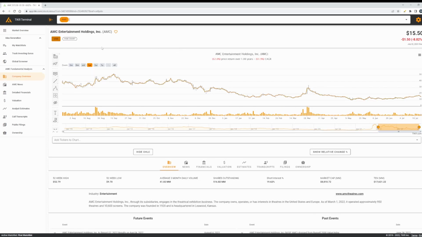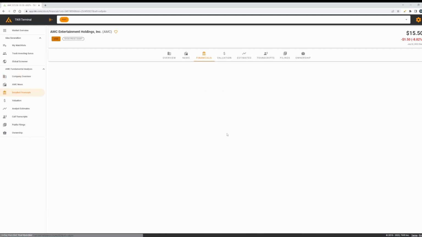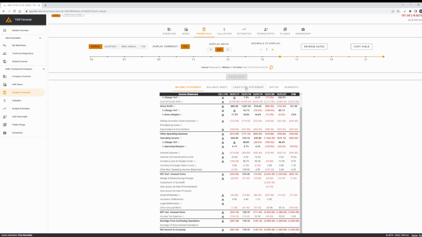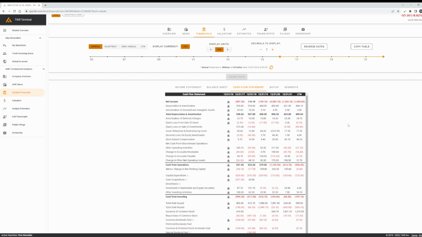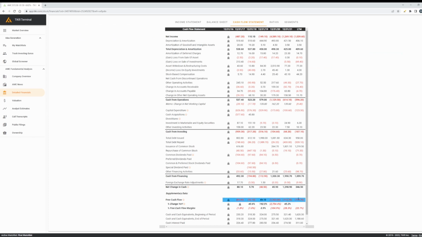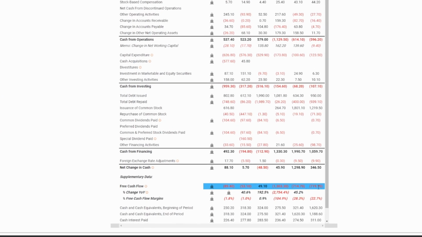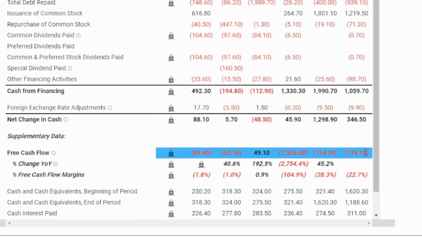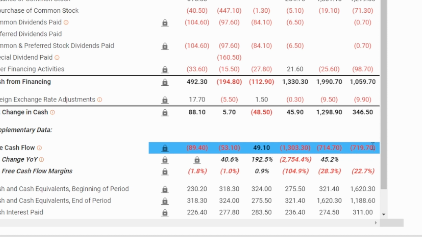It brings up AMC Entertainment Holdings, and the first thing we want to do is go to financials, and then go to cash flow statement. Let's have a look at the free cash flow. We can see here that the free cash flow of AMC for the last trailing 12 months is minus $719 million. So this company is making no money from running as a business because of the economy, and it's only now that people have started to go back to the movies. So the business has to ramp up again to generate revenue and then start making money.